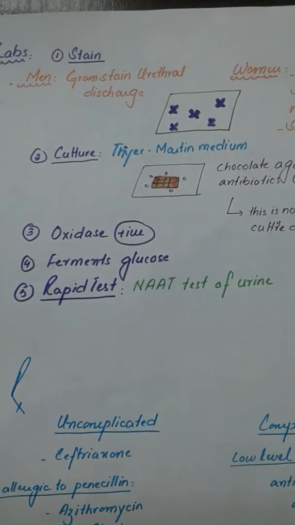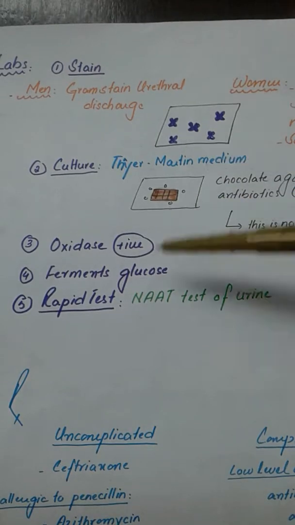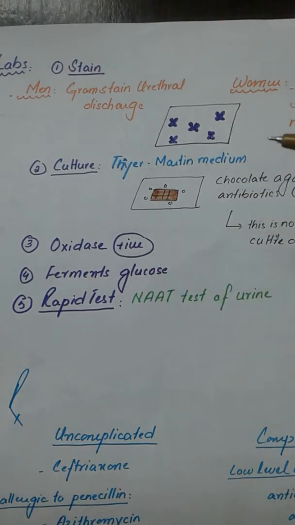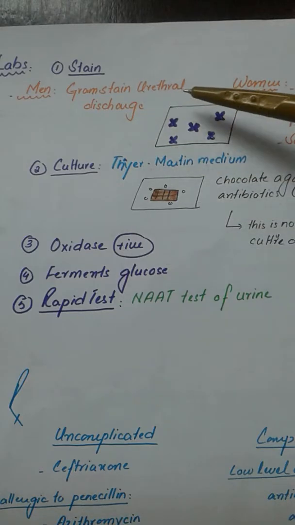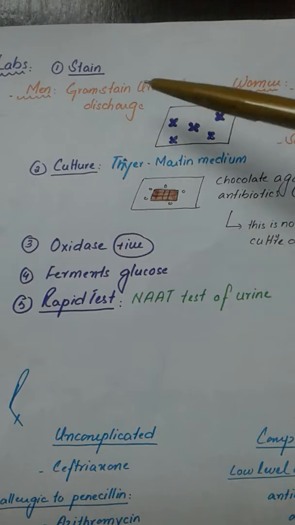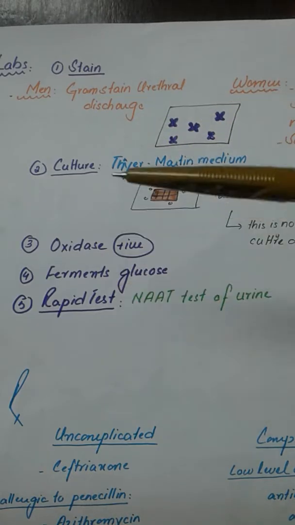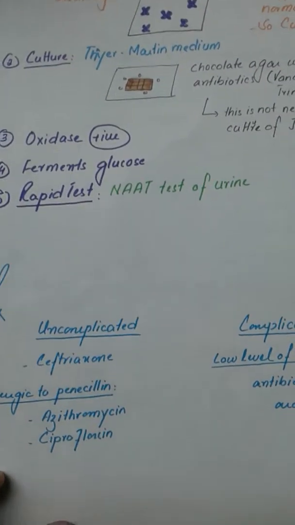Now, the other test for the laboratory is that it is an oxidase positive organism. As we've known before, it ferments glucose, but we need to diagnose it rapidly because culturing this organism would obviously take a lot of time. So we use a nucleic acid amplification test, which is done on the urine of a patient with dysuria, and similarly we get a rapid diagnosis within a few minutes.